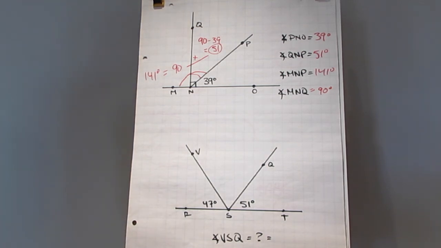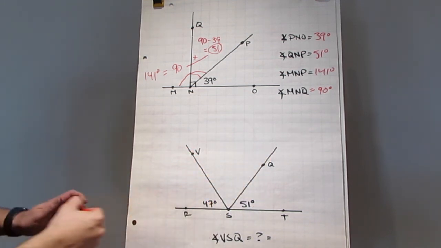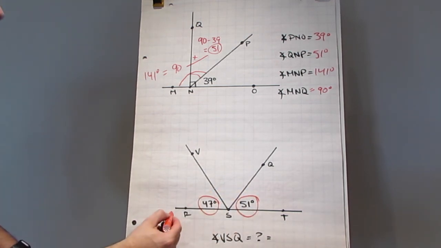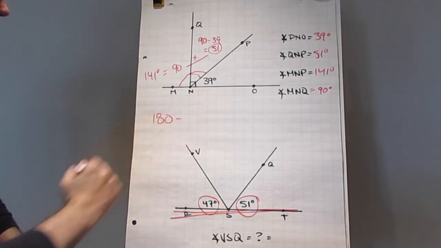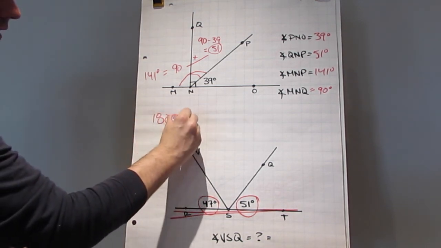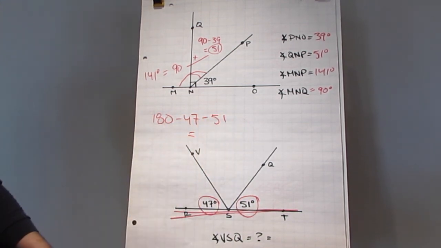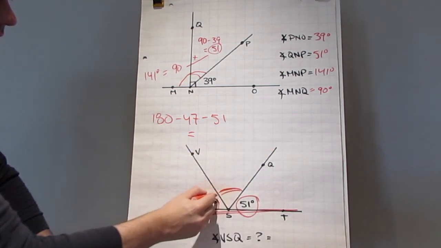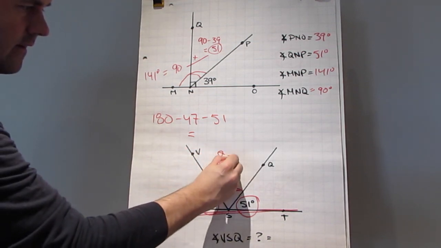Questions at the bottom, VSQ. So what we're looking at here is VSQ. You can see that we have 47, 51. We know that when we add these all together across here, we have to get 180. So we've got 180 degrees in total, minus 47, minus 51, which is going to give us an angle for VSQ. So what we're looking for is what's right in here, a measurement of 82 degrees.